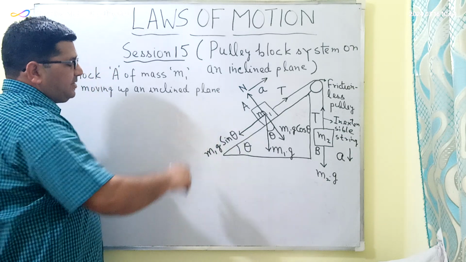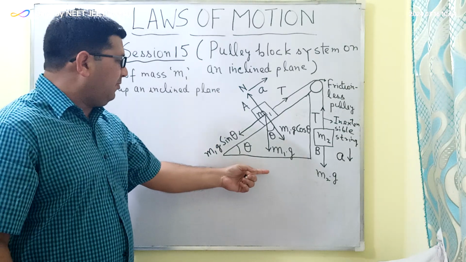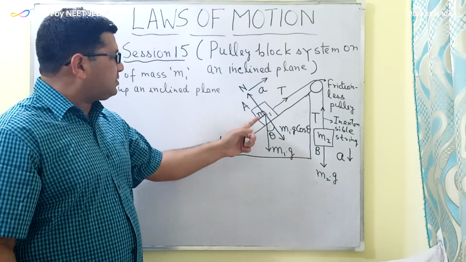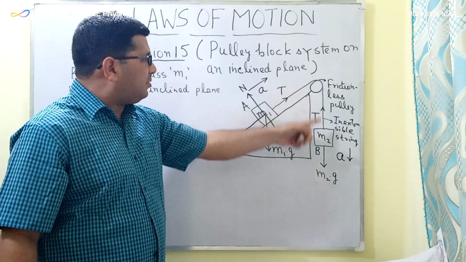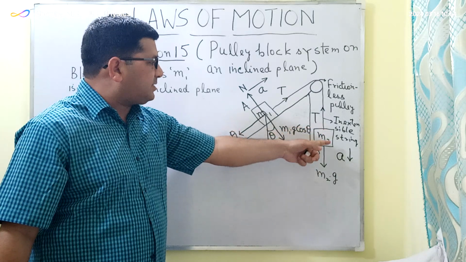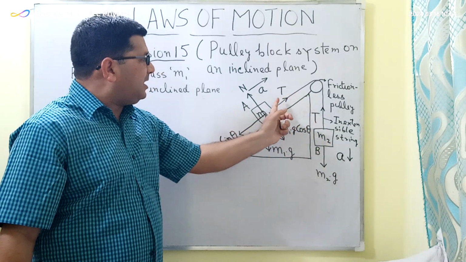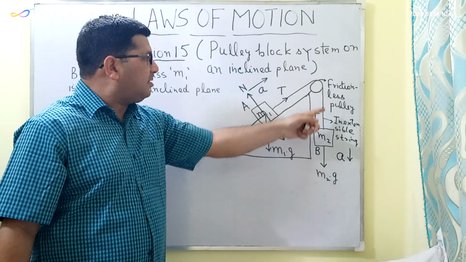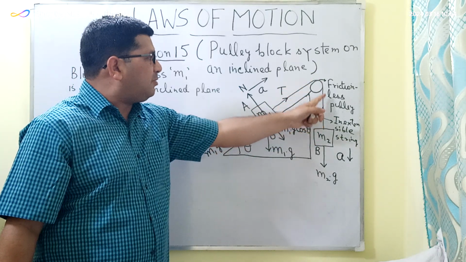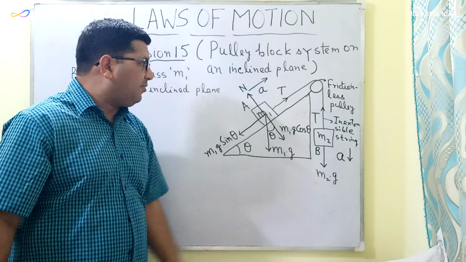So, for this session, I have drawn one figure here in which two blocks A and B are connected together by an inextensible string, and this string is passing over a frictionless pulley as shown in this figure.